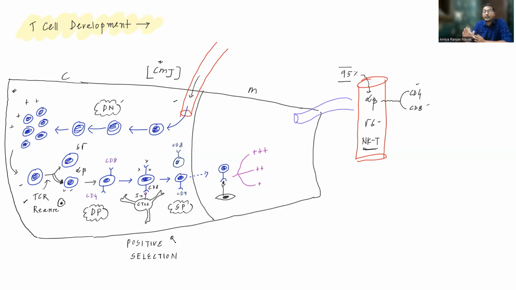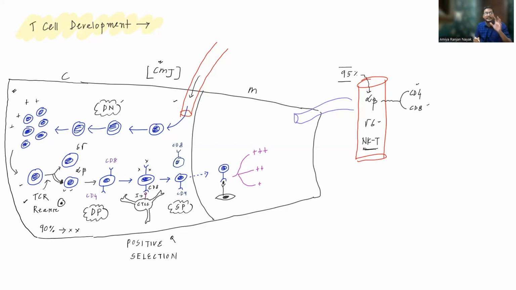This point is very important to understand. Out of the total developing T lymphocytes inside the cortex, around 90% cannot engage their co-receptors, their CD4 or CD8 molecules, with the MHC molecules presented by the cortical thymic epithelial cells. Those 90% of the T lymphocytes are going to die inside the cortex itself.